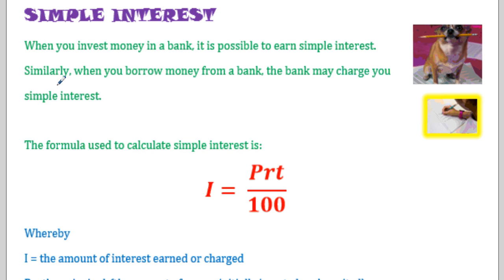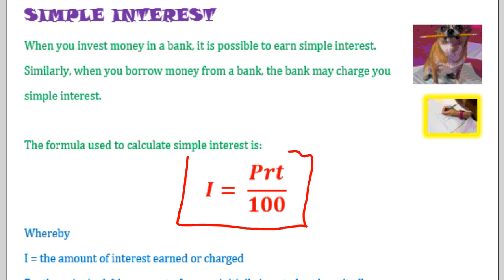Similarly, when you borrow money from a bank, like to get a loan for a car or to buy a house, the bank may charge you simple interest. It's extra money that gets added onto the amount that you borrowed. The formula used to calculate simple interest is I equals PRT over 100.